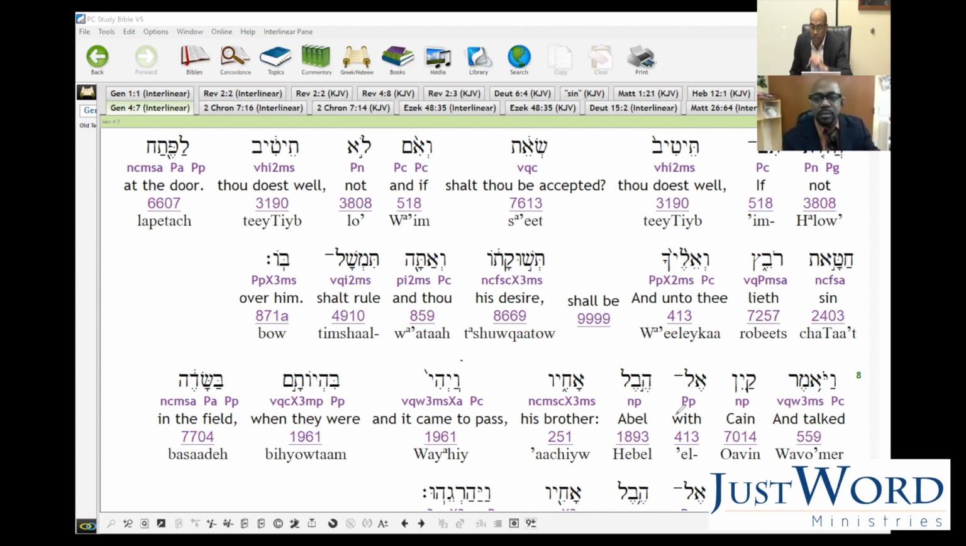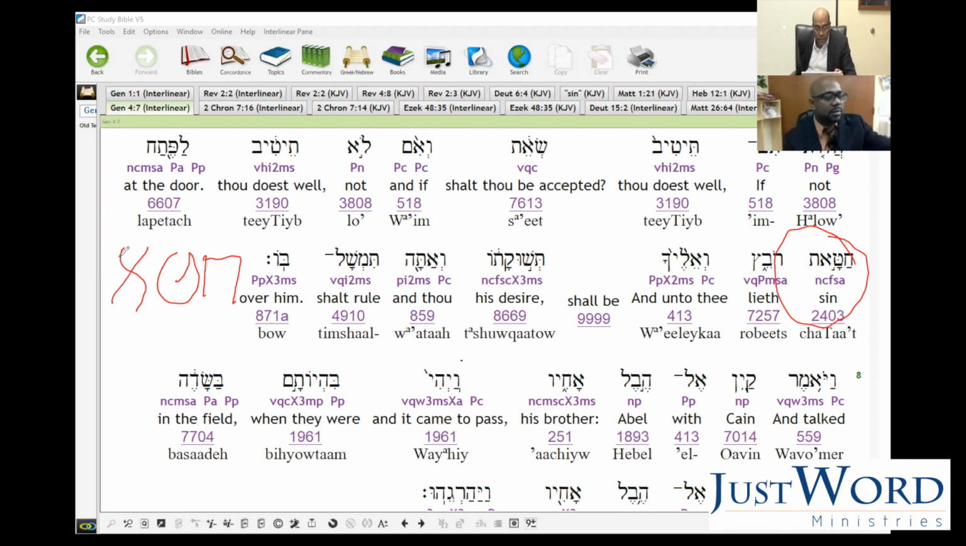If you see the word sin, it's right here. This word sin, chet-tet-aleph. Here it is a noun, sin. When you pull up Strong's, it is three letters, chet-tet-aleph.